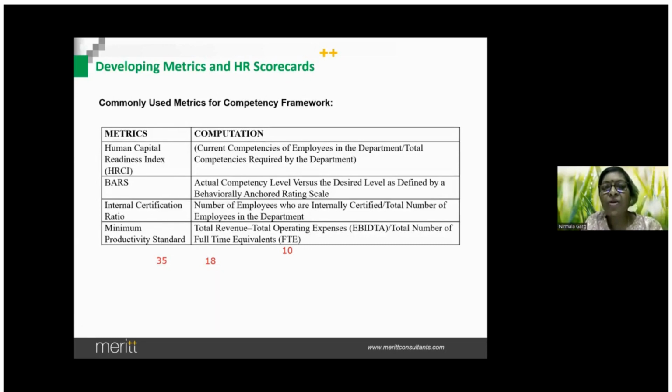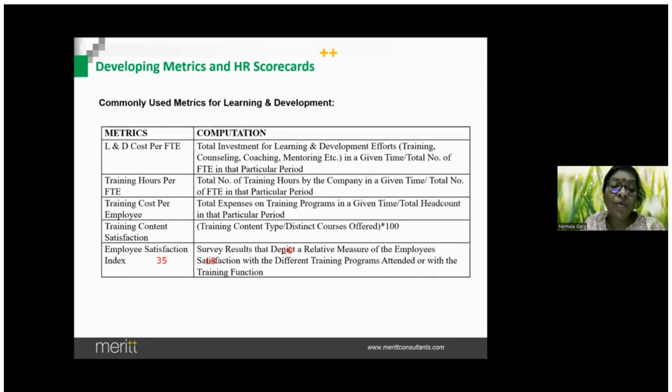So for your ready reference, you can actually look at it. For example, when we are talking about competency framework, you can say what is the internal certification ratio? What is the minimum productivity standard? You can calculate that also. And in L&D, what are some of the metrics you can have? L&D cost per full-time employee, number of hours per full-time employee, training cost per employee, satisfaction for the content, or employee satisfaction index. So these are some of the common things.